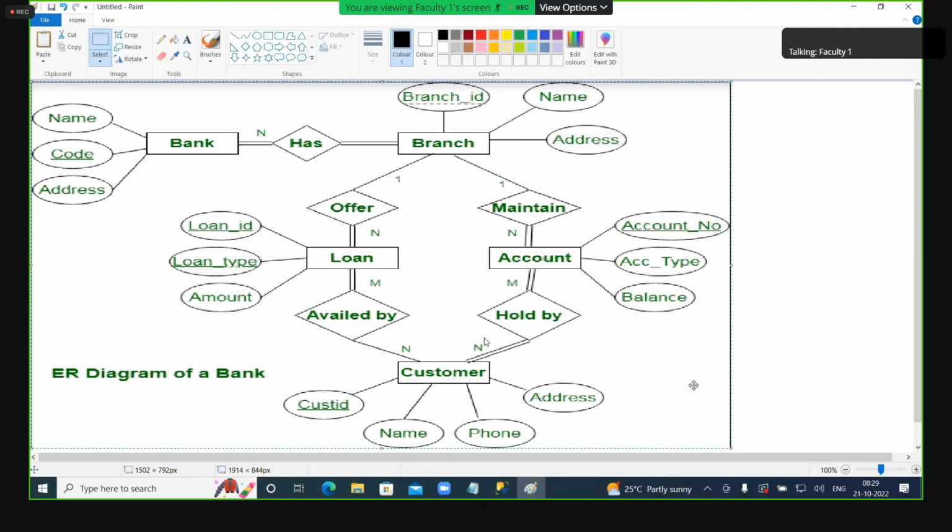Then what he has to design is like this. What is this called? This is called an ER diagram. What is ER stands for? Entity relationship. Okay? This is called an ER diagram.